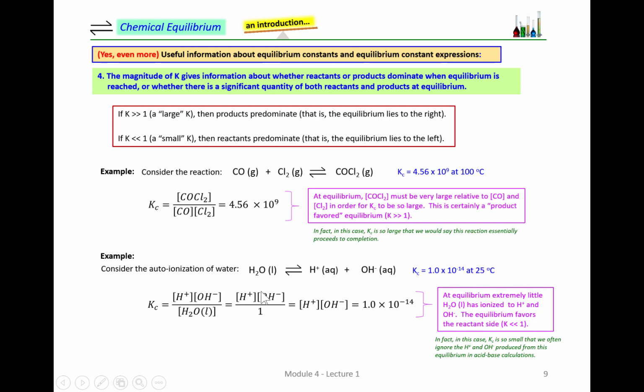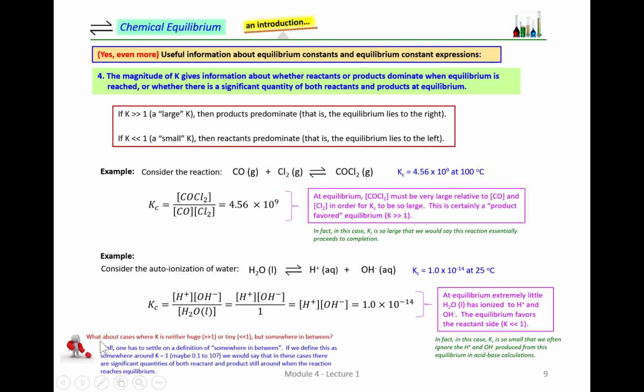One thing you might ask here is, what about cases where K is neither huge, meaning it's way bigger than 1, or tiny, much less than 1, but somewhere in between? Well, first one has to settle on a definition of what we mean by somewhere in between. So if we define this as somewhere around K equals 1, maybe a range of 0.1 to 10, with 1 in the middle, we would say that in these cases, there are significant quantities of both reactant and product still around when the reaction reaches equilibrium.